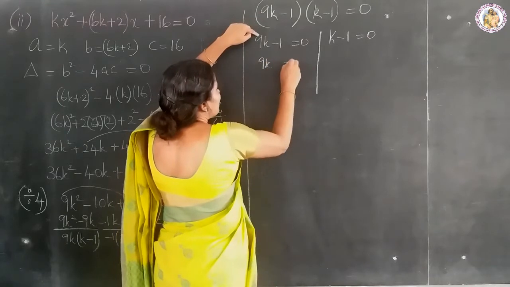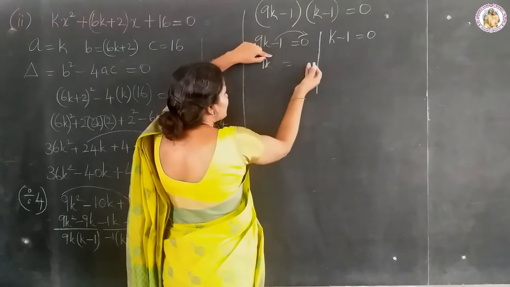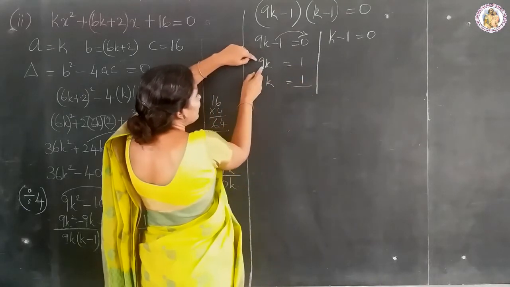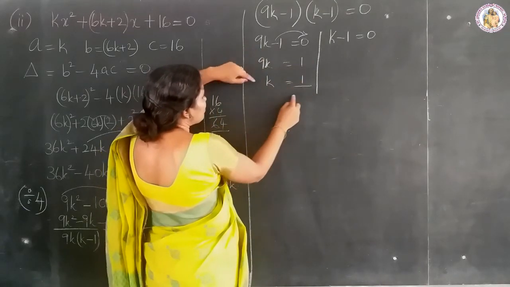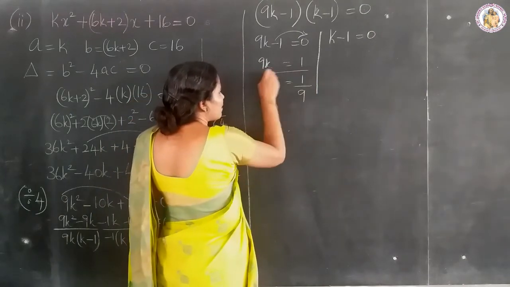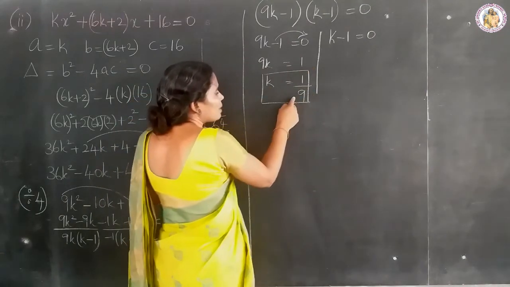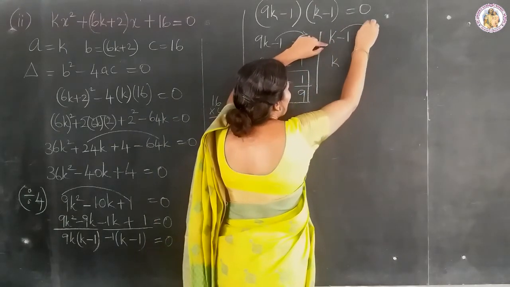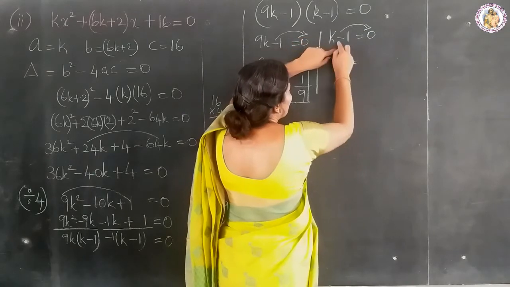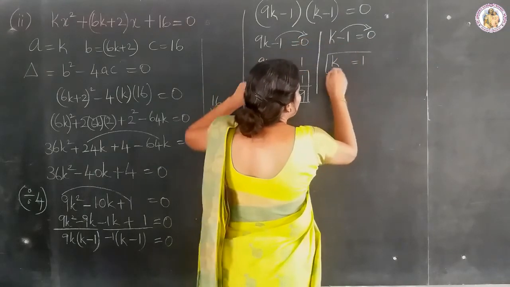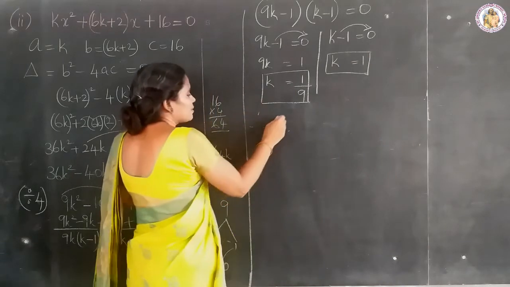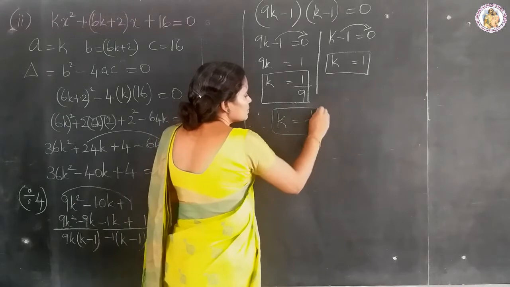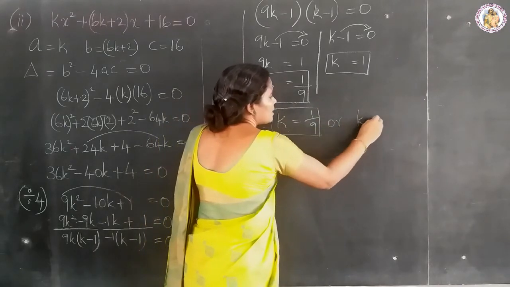9k is equal to minus 1. While it comes to the right side it becomes plus 1, and k is equal to 1. Here we have 9 with multiplication. While it comes to the right side it goes for division. So therefore k is equal to 1 by 9. And in the next step, k minus 1 is equal to 0. While it moves to the right side, k minus 1 becomes k plus 1. Therefore the value of k is equal to 1 by 9, or k is equal to 1.